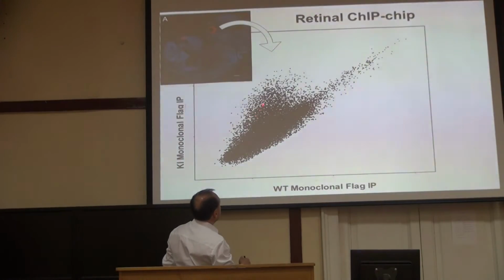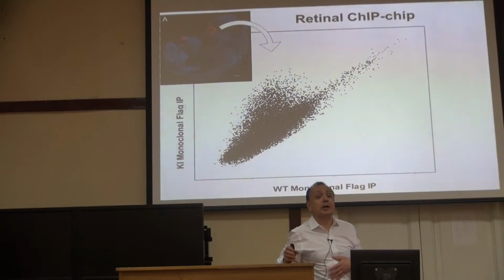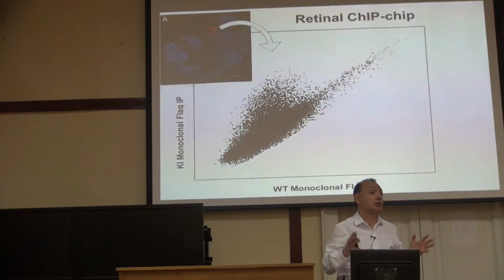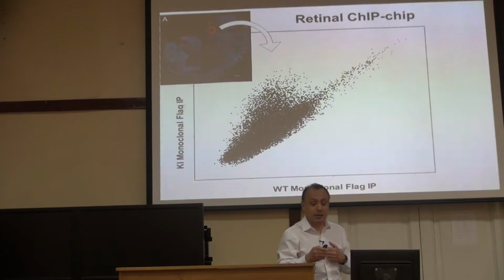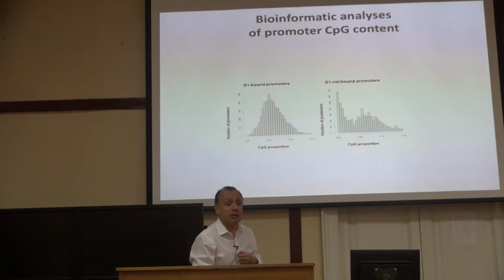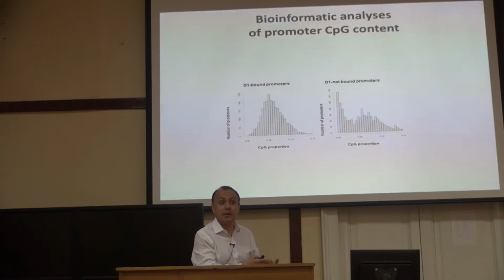So we could then go to the promoters that are bound by cyclin D1, and we could ask some global bioinformatics questions about what's special about the promoters of the genes that cyclin D1 is sitting on in the retina. So the first question we asked is, what's the frequency of CpG dinucleotides in our promoters? The reason being that the promoters that are rich in CpG islands are generally highly expressed. The ones that have a low CpG content are poorly expressed.